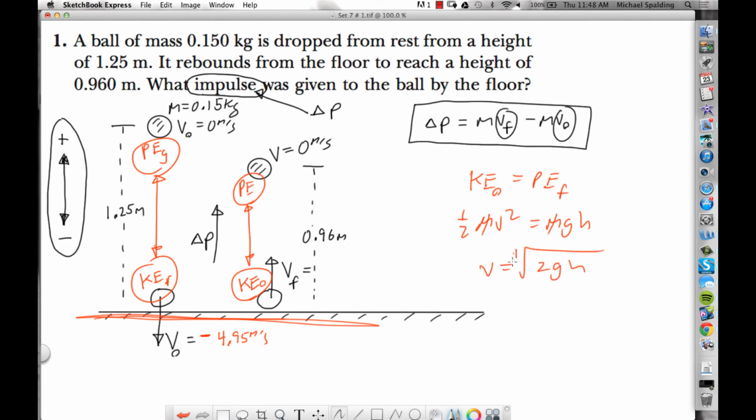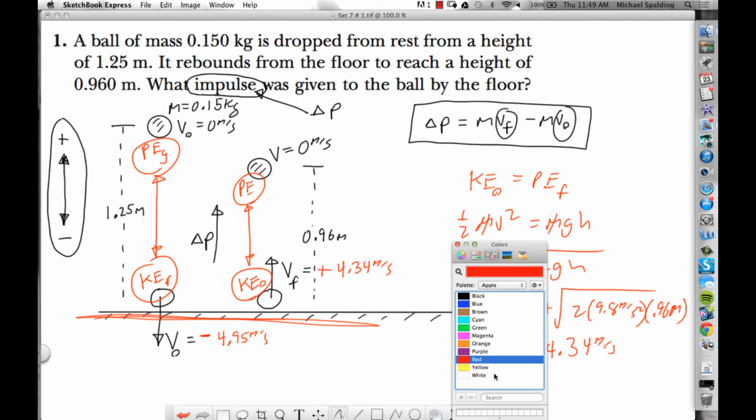Square roots are always plus or minus. In this case, which one's it going to be? Plus, because it's going up. So this is going to be plus square root 2 times 9.8, and then the h is 0.96. So this comes out as 4.34 meters per second plus. Okay, we are now ready to solve this. So we're looking for change of momentum.